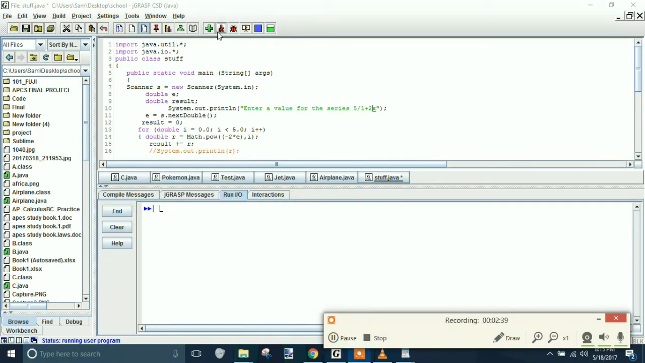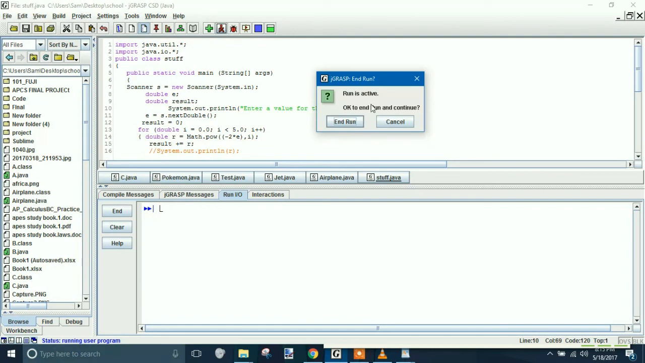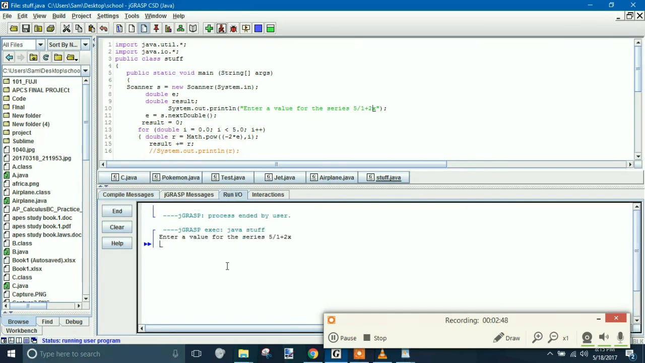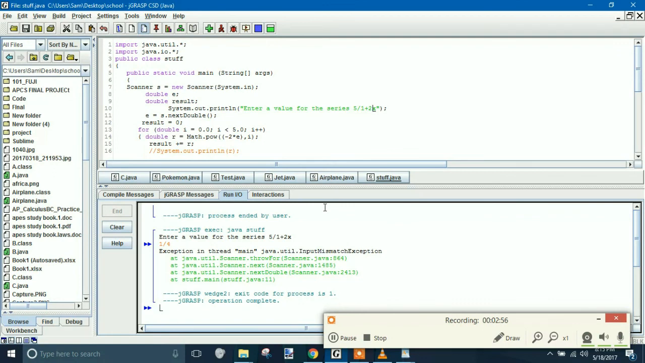All right, we are back. I had removed the actual declarations of each function, so I just put those back in, and we're going to run the program again. We see that it now says 5/1 plus 2x, and we're going to put in our original number, 1/4, to see that it crashes.